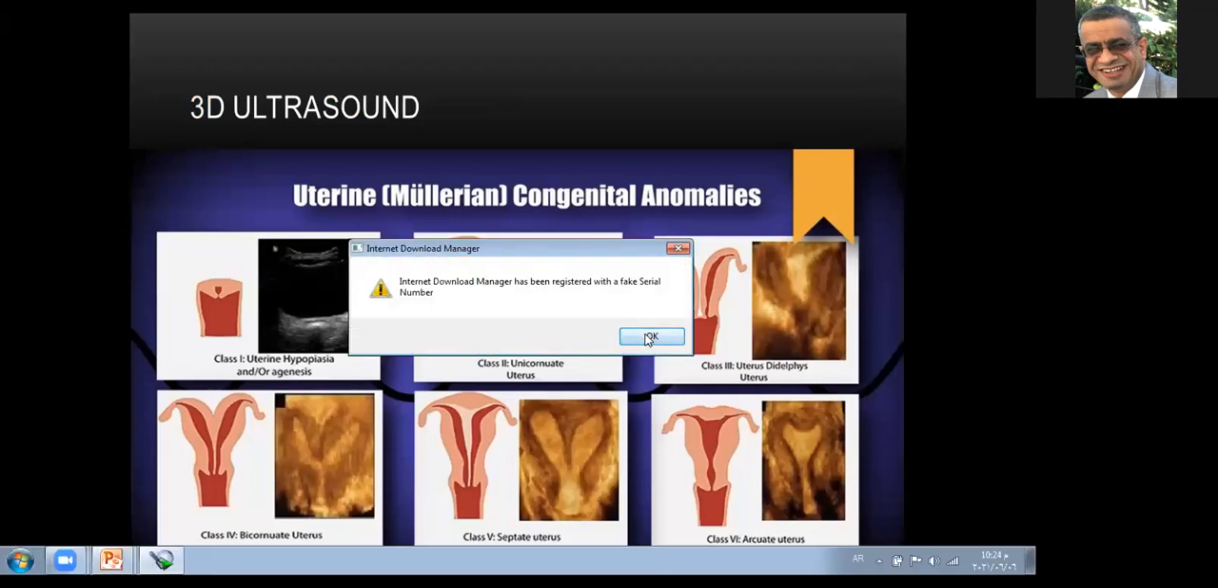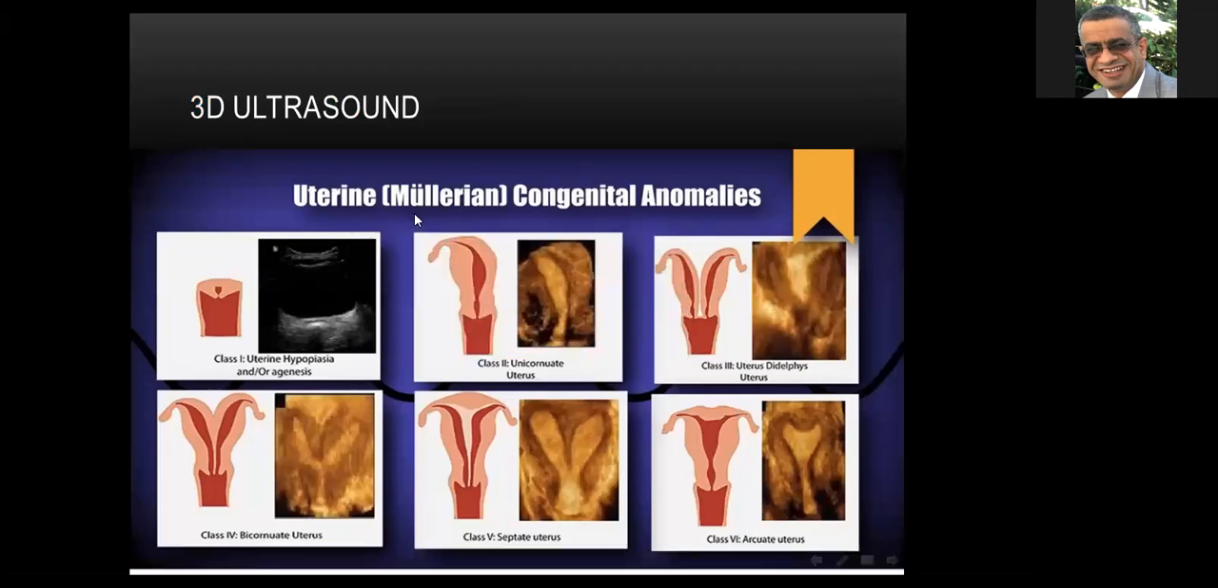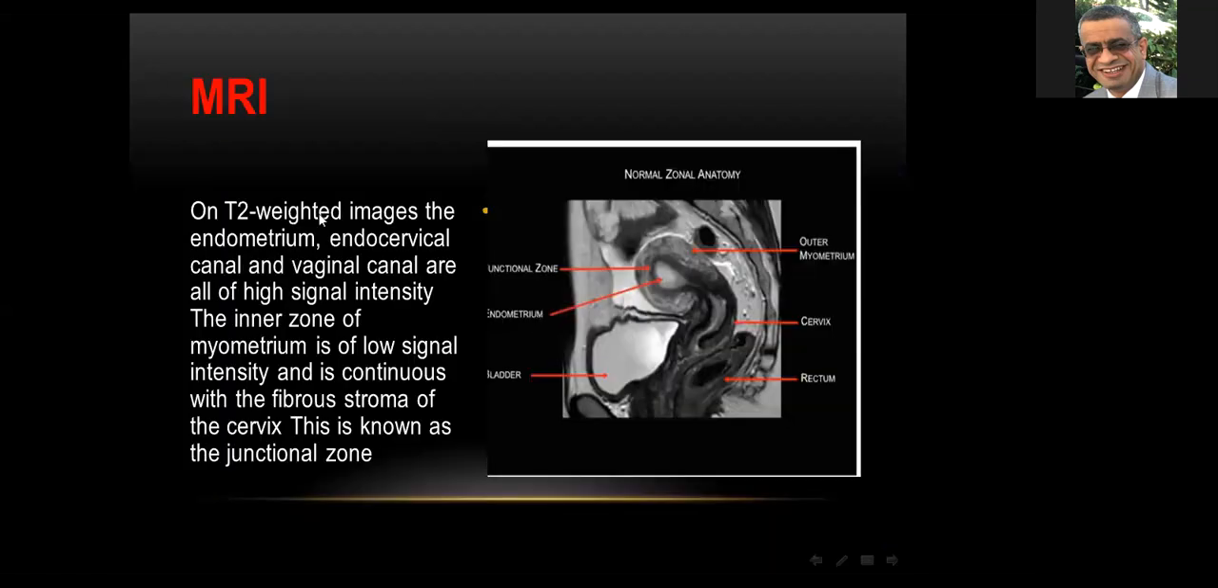3D ultrasound is considered a problem solver to detect uterine congenital anomalies. Here there is unicornuate uterus, uterine didelphys. This is bicornuate uterus, septated uterus, and the most common, which is considered a normal variant, arcuate uterus. The second important modality we have is MRI.